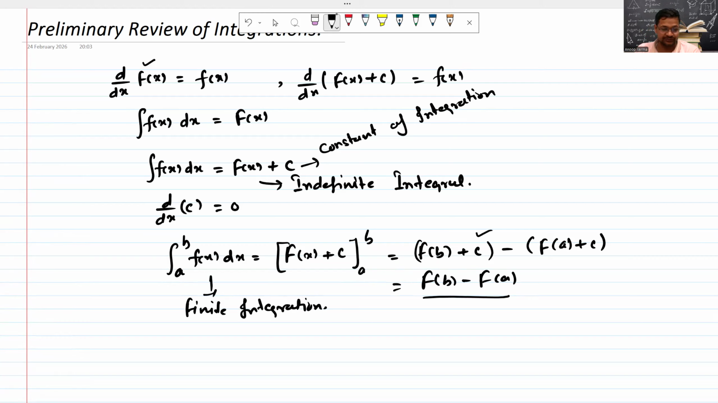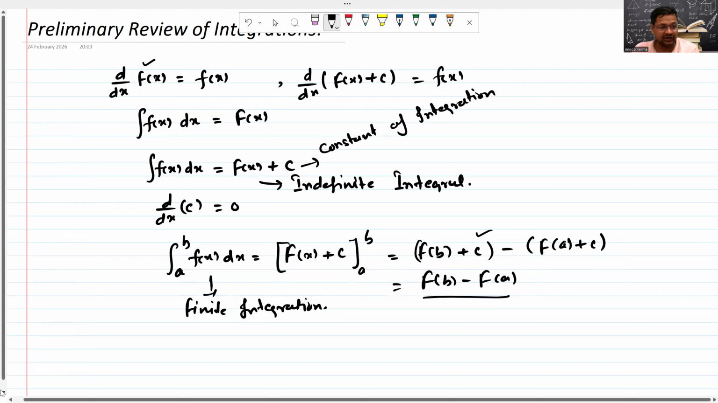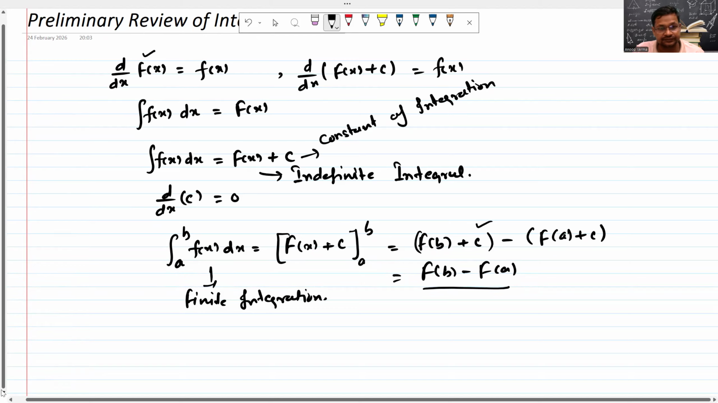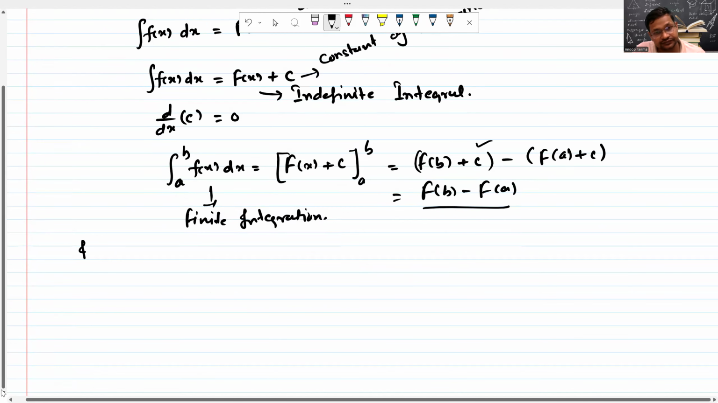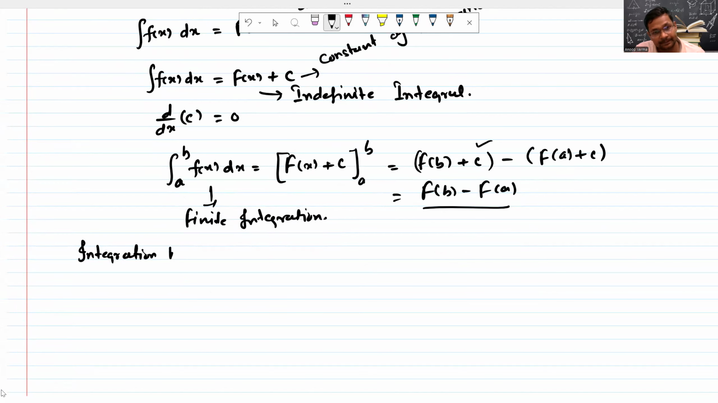Okay. So as we know, when we were calculating integrals, there were a lot of methods: substitution method, integration by parts, and so on. Okay, so we have some formulas. First formula, we know, is integration by parts. So you just remember this formula.